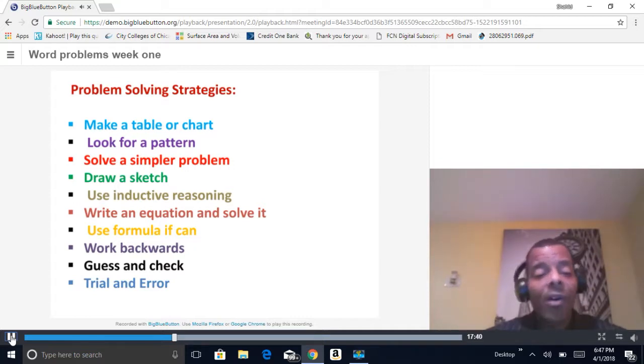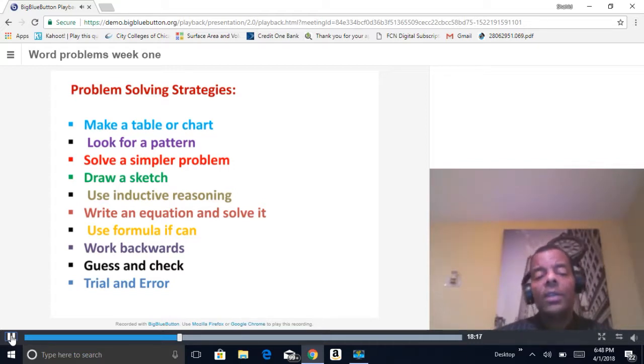Sometimes when all else fails, you just have to guess and check. And guess what? That is a strategy. We don't like to guess in mathematics, but sometimes that's what we have to do when the word problem is open-ended and we don't have a specific strategy or can't identify a specific operation. We might just have to guess and check. And then last but not least is trial and error. If you're trying to randomly choose some numbers that you think may work for the word problem, a good tool or strategy is trial and error.